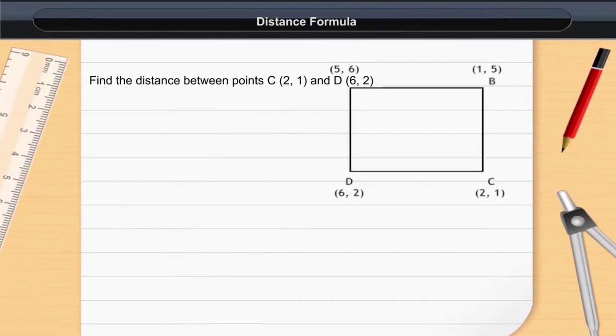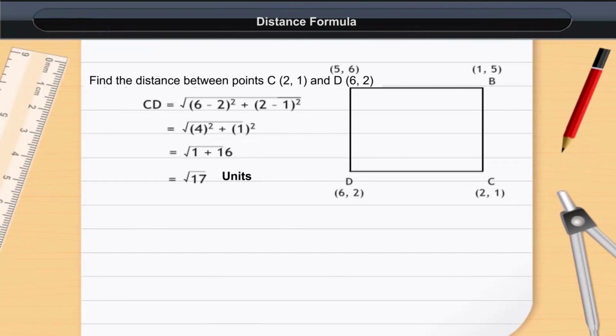The distance between C (2, 1) and D (6, 2), which means CD, is equal to square root of (6 minus 2) square plus (2 minus 1) square, is equal to square root of 4 square plus 1 square, is equal to square root of 16 plus 1, square root of 17 units.